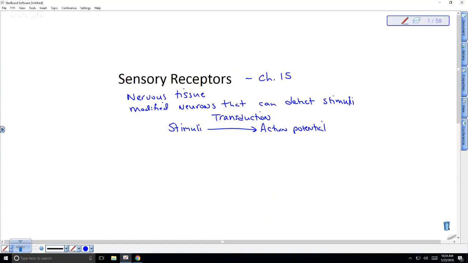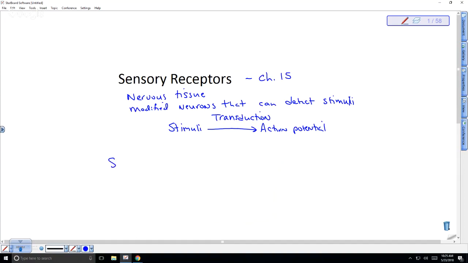But also remember that not all of our stimuli are external. They are when we're talking about the special senses, but they can also be internal. So we have receptors in the medulla oblongata that sample chemicals in the blood, for example, and tell us if we need to breathe more, right? If we need to get rid of CO2 in our body. So these can be external as well as internal.